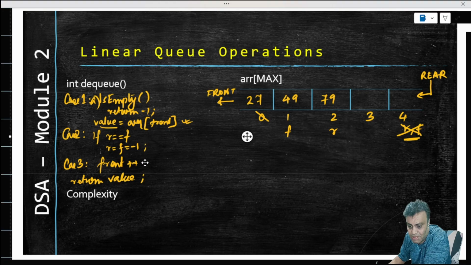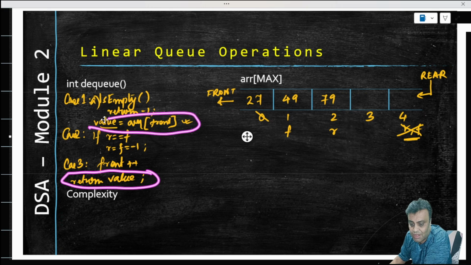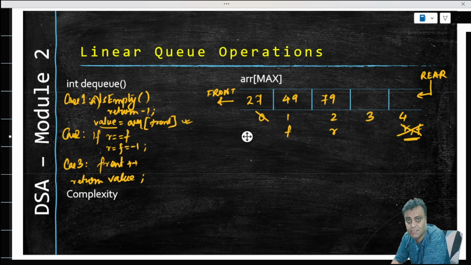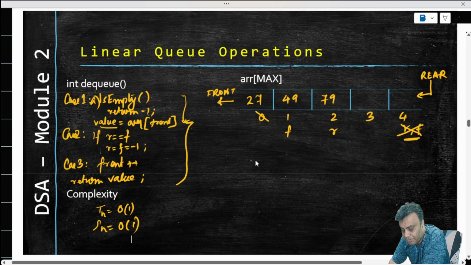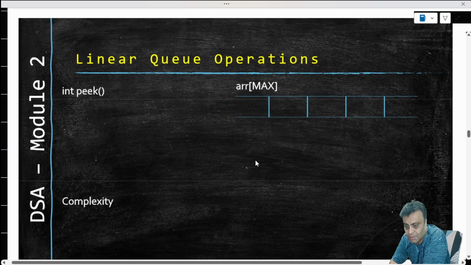Once you are done with these pointer movements, you are free to return out of the function with the value that you just dequeued. That's why this return is essential for the value stored here. That's the simple explanation of the dequeue function. What is the time complexity? Every step here is not bounded by the size of the array, so the time complexity is order of 1. The space complexity is also order of 1. So that's your dequeue function.